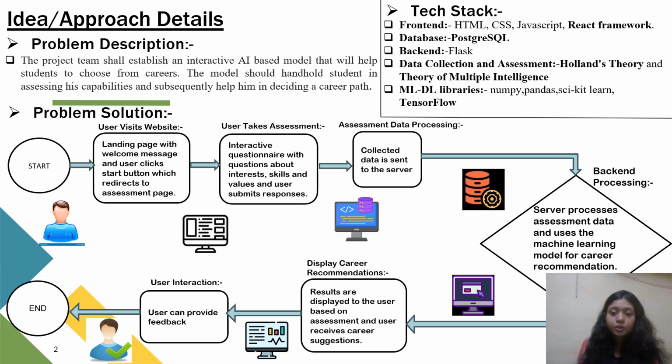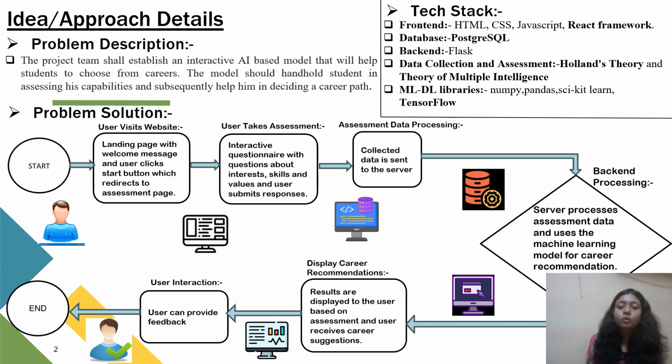After we have filtered by personality trait, we would focus on the other two factors, that is the academics and the cultural background they belong to, for which we would be using the aptitude test and the theory of multiple intelligence respectively. Once the prediction is done, we would forward it to the front end and display it to the user.